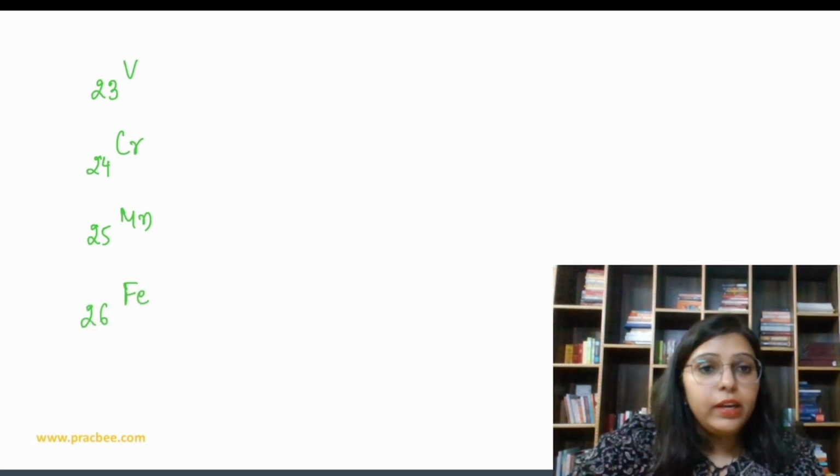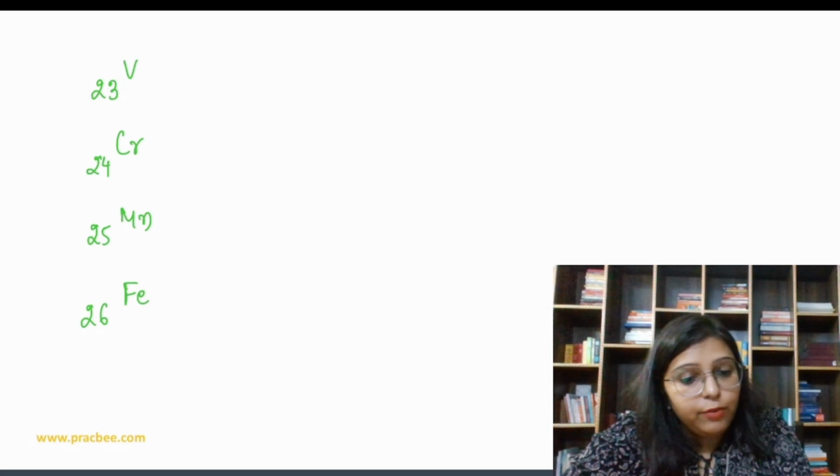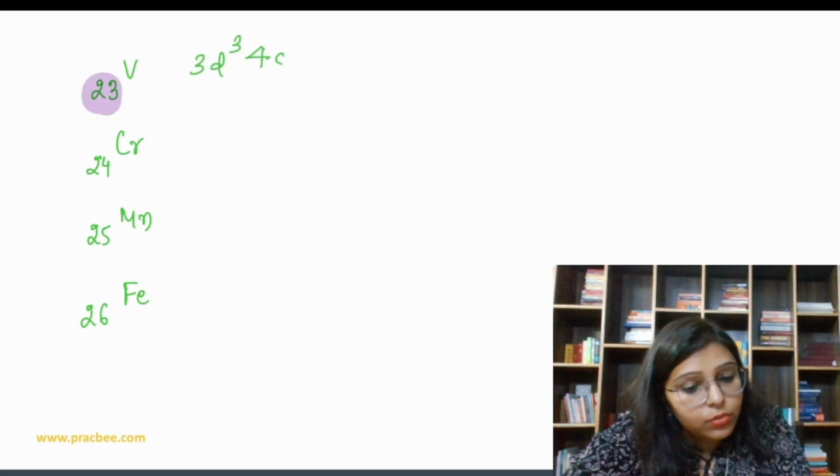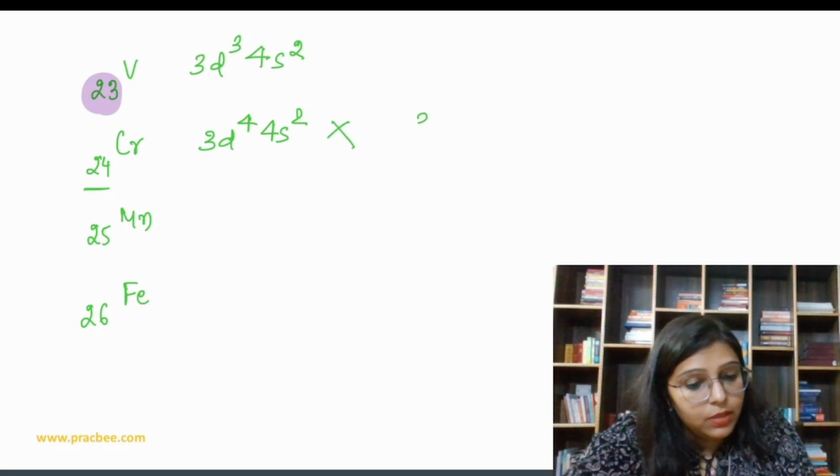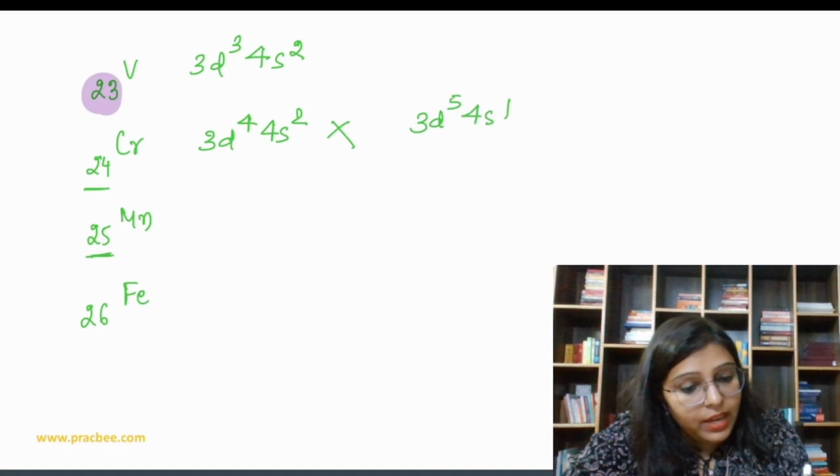So when we write down the configuration, here we have 23, so you write 3d3 4s2. Here it is 24, so you would write 3d4 4s2. But we have an exception in the configuration because the next configuration is more stable, so this is going to be 3d5 4s1. Manganese is 25, so just write 3d5 4s2. Iron 26, so just write 3d6 4s2.